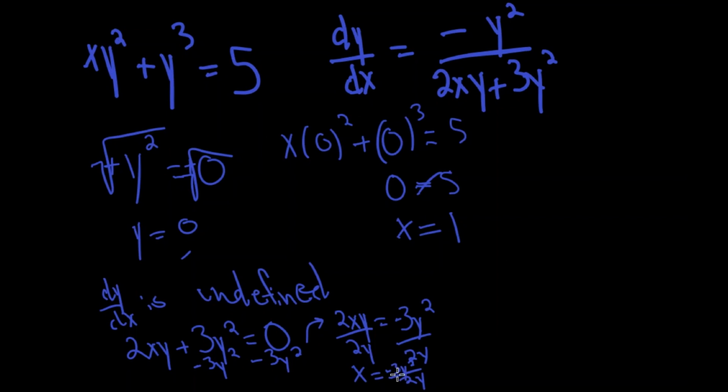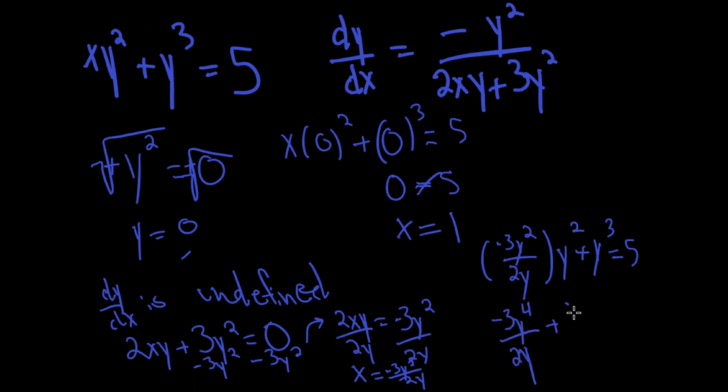So now that we have x equals negative 3y squared over 2y, we're going to plug that back into the original function. So we plug in negative 3y squared over 2y times y squared plus y cubed equals 5. With multiplication, we can just multiply straight across. So we have negative 3y to the power 4 over 2y plus y cubed. But we have to figure out a way to get a common denominator so we can add straight across. For this specific function, we do have something in common: we have a y. So we can take out a y here and make this 4 into a 3.